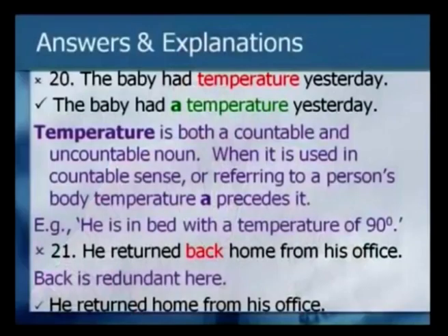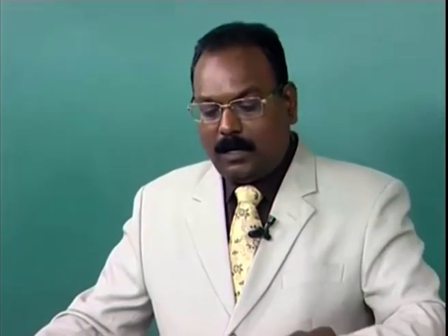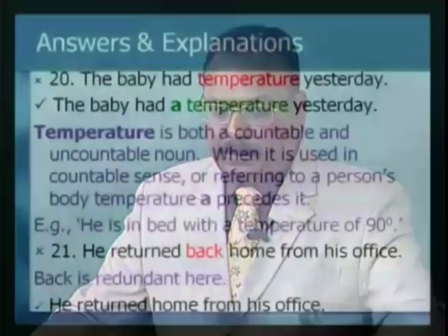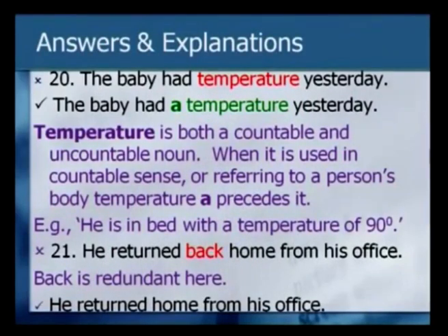The baby had temperature yesterday. Now, what is wrong here? We use this commonly, but the correct form is: The baby had a temperature yesterday. Reason: temperature is both a countable and uncountable noun. It is used in the counting sense as well as in the uncounting sense. When it is used in the countable sense, or referring to a person's body temperature, a precedes it.